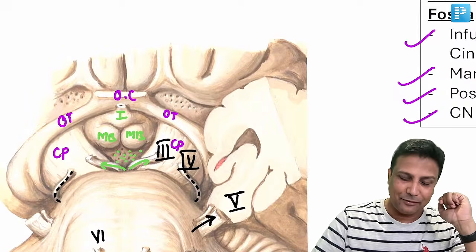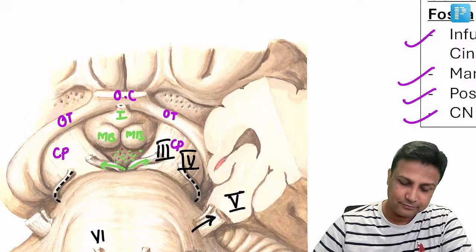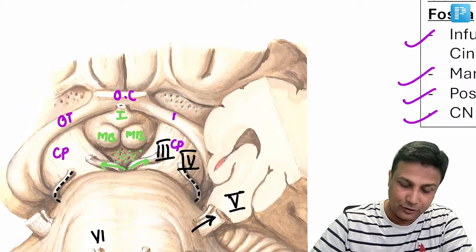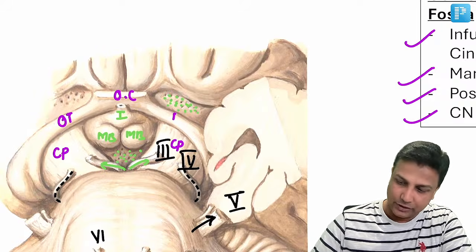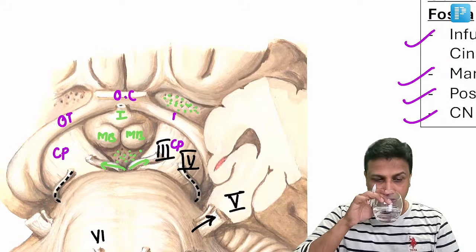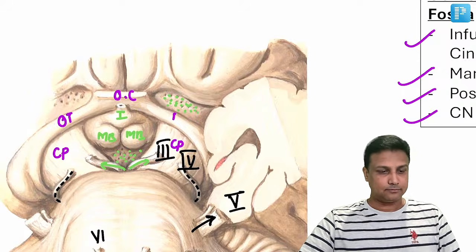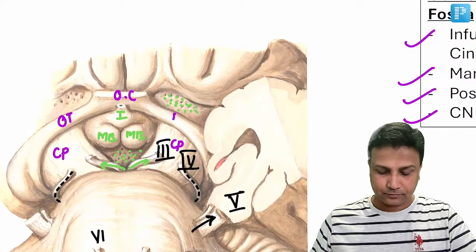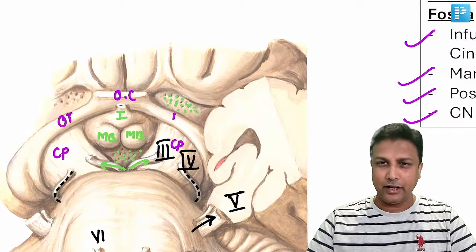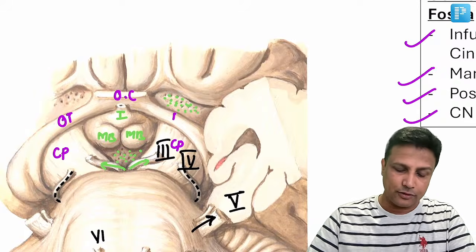If there is a posterior perforated substance here, obviously there should be an anterior perforated substance also. Of course, there is an anterior perforated substance present here. Now, in your INI-CET exam, they've actually asked the boundaries of this one here. Now, what are the boundaries of this one?